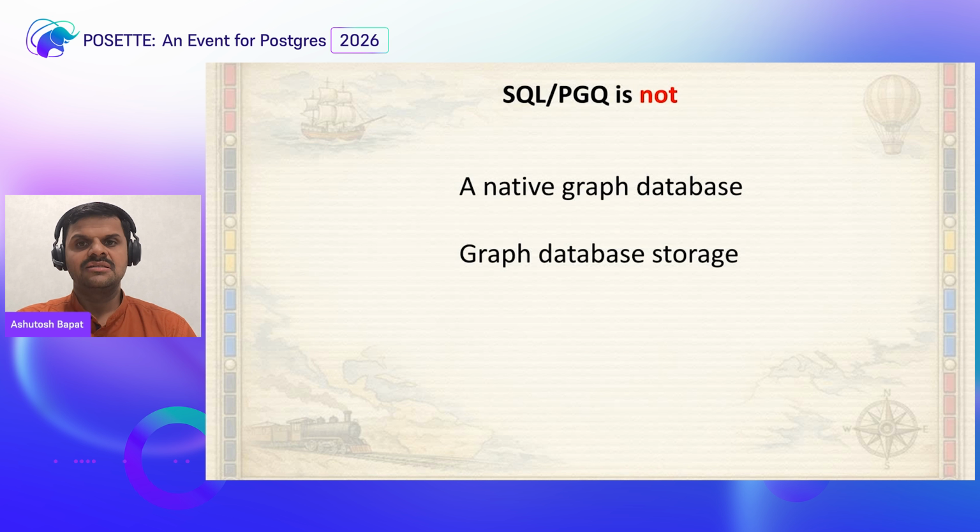I want to highlight what SQL PGQ is not. It's not a native graph database. It does not specify how the storage should be. The relational data remains relational. We do not have optimized storage specified according to SQL PGQ. All SQL PGQ gives is this declarative, powerful language through which we can explore substructures in the graph or graph patterns within the graph.